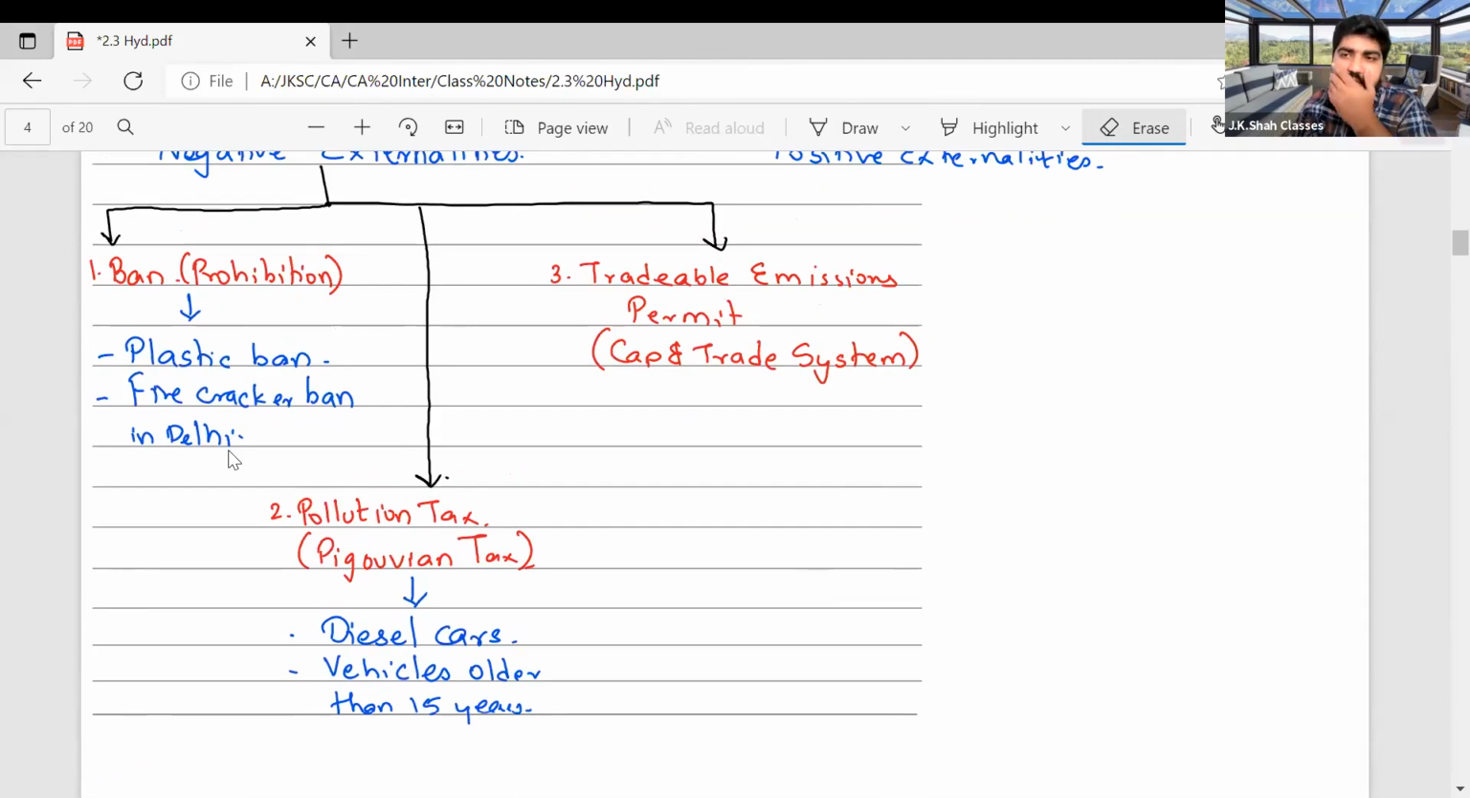Friends, in case of pollution tax, I would like your help. I don't want to refer to the points which are in the book. I want to refer to the points which are there in your mind. Can we do that? Right?